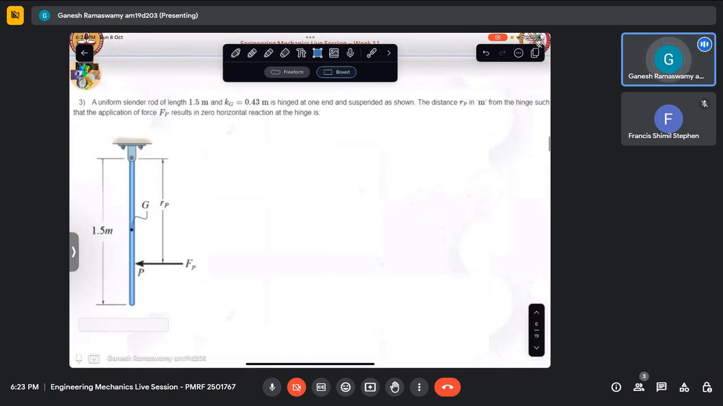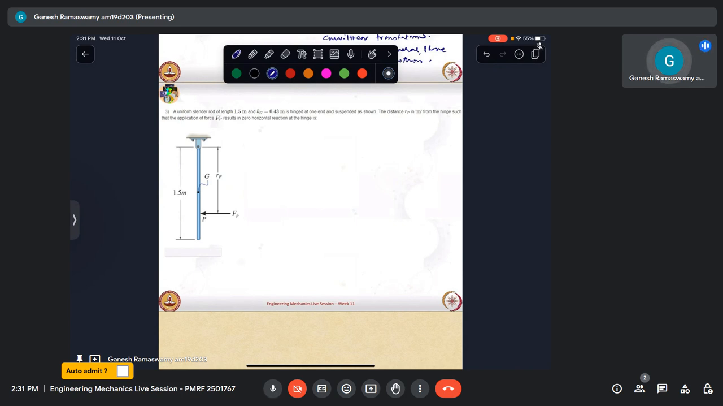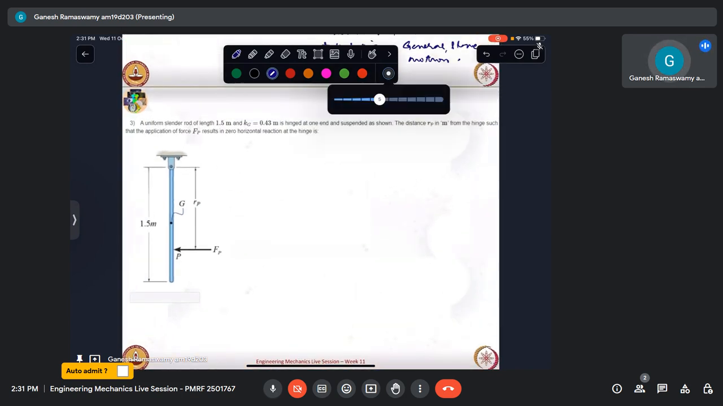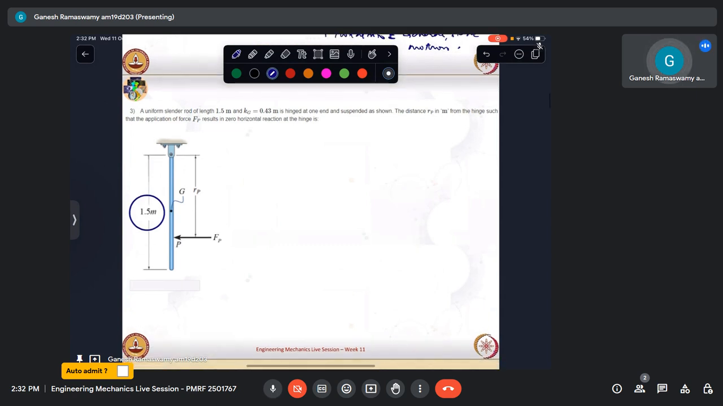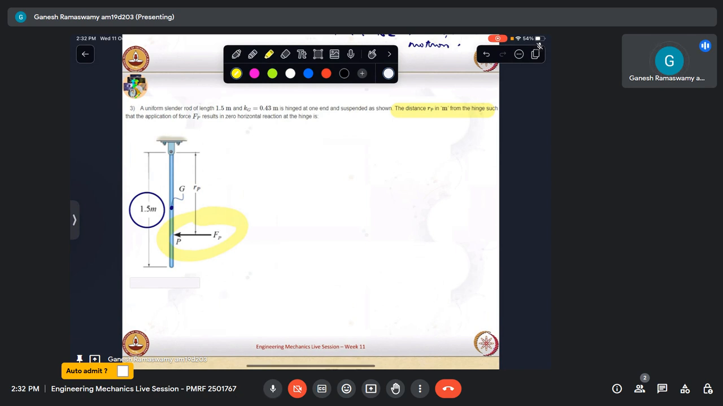So yeah, this was the question. Okay, so let us take a look at this problem which got missed out in the live session. I'll just cover this now. It says a uniform slender rod of length 1.5 meters, and the radius of gyration about its mass center G is given to be 0.43, is hinged at one end and suspended as shown. The distance Rp in meters from the hinge such that the application of the force Fp at this point P results in zero horizontal reaction is what is asked.